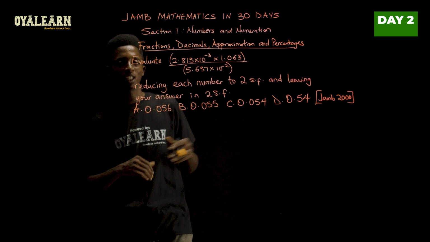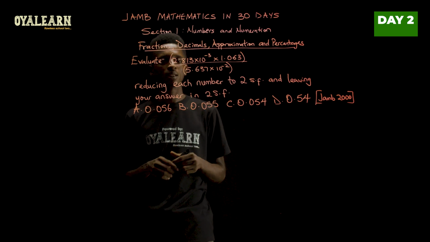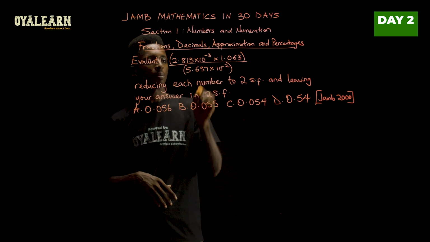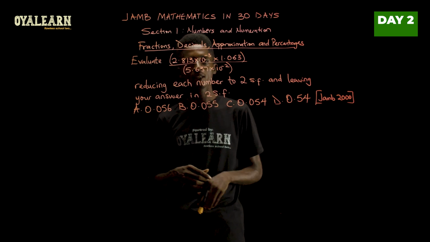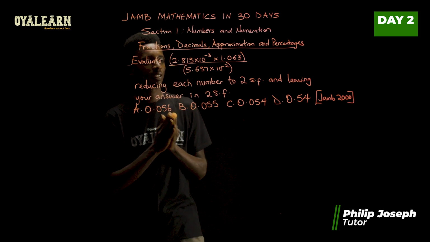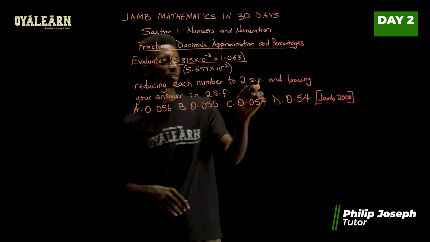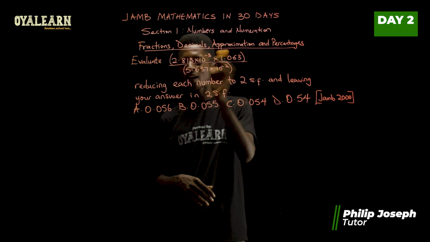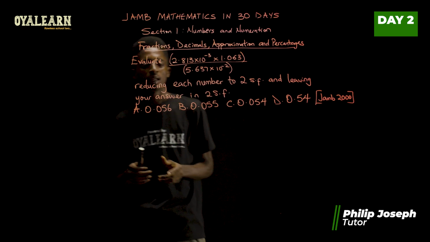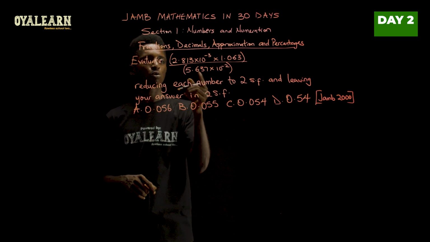This question from Jamb 2000 says we should evaluate these numbers. We have 2.813 times 10 raised to the power minus 3 multiplied by 1.063 all divided by 5.637 times 10 raised to the power minus 2. Now we are asked to reduce each number to 2 significant figures and also leave our answer in 2 significant figures. Now, to solve this, we bring these numbers to ordinary form.